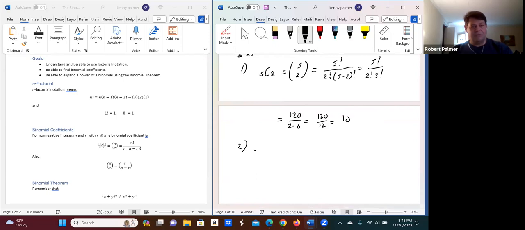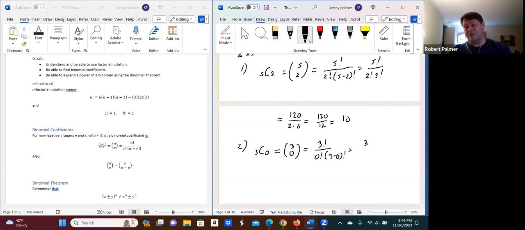Let's do this one, 3C0. I actually use a 0 factorial on this one. Once again, the same pattern, so you can see it over here as well. We can also write this with n as 3 and r as 0. Once again, what this means is 3 factorial on top, and down at the bottom we have r factorial, which is 0 factorial, and then in parentheses we have n minus r, 3 minus 0 factorial.